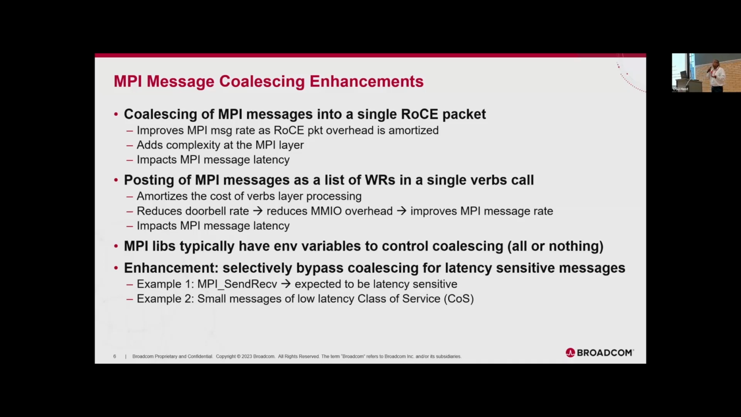So this type of coalescing, more selective or dynamically making the decision to coalesce messages or not, really helps with the MPI library implementation. And what this will do is give you the best of both worlds. You'll get low latency as well as high message rate. So this is another area where MPI libraries can really help with the small message performance.